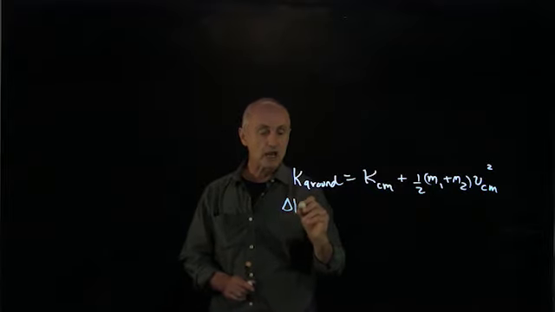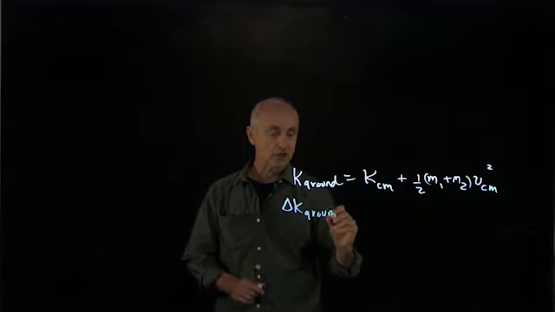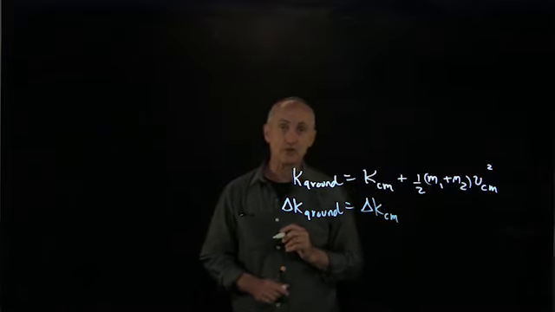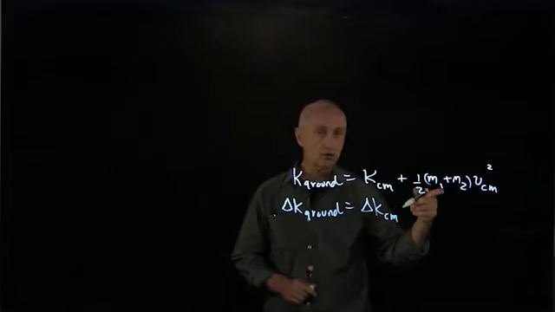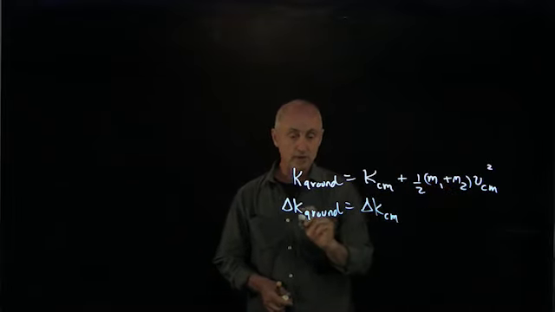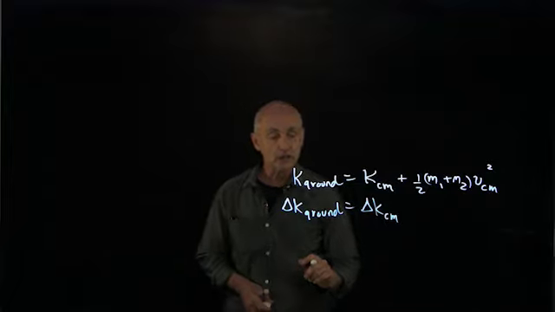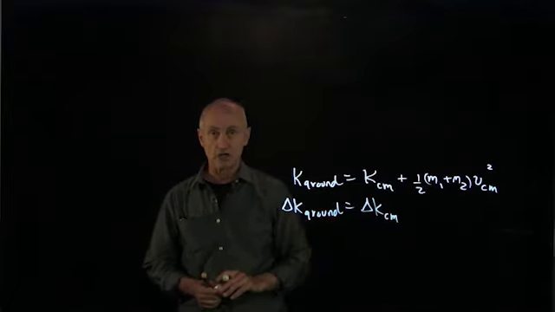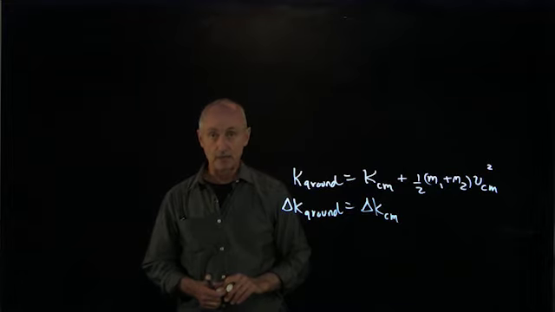So if we look at the change in kinetic energy in the ground frame, that's equal to the change in kinetic energy in the center of mass frame, but this term is a constant, so there's no change in that term. And so we have a crucial result: the change in kinetic energy in the ground frame is equal to the change in kinetic energy in the center of mass frame.